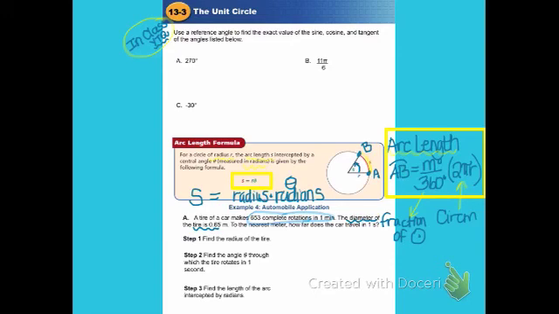So here are the steps we're going to have to take to actually answer this question. The first thing is we have to find the radius of the tire. Well, they gave us the diameter, so I know that radius is equal to the diameter divided by 2. So the diameter is 0.65 meters, and I'm going to divide that by 2 to get 0.325 meters. For step 2, it says find the angle through which the tire rotates in 1 second. But actually the measurement that I'm given is for a minute.